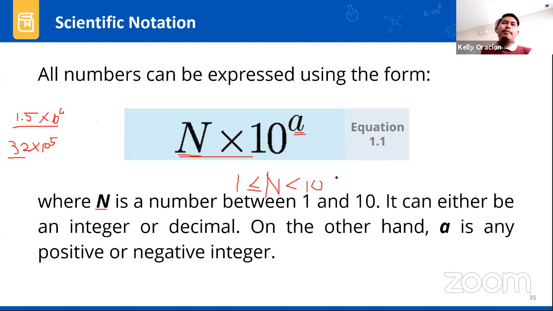Again, A is any positive or negative integer. Integer is a natural number, so it has a sign, the positive or negative sign. Next.